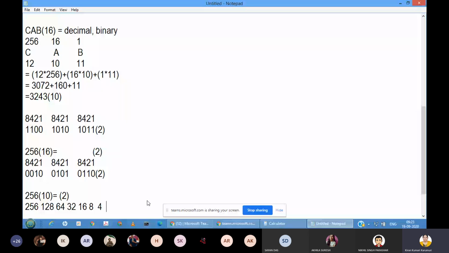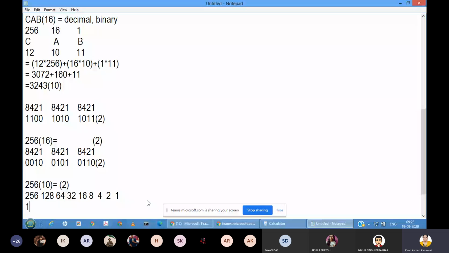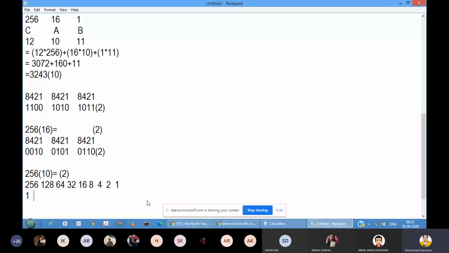So in this, 1, then all zeros. If it is a decimal value, then the answer you gave is correct: 1 followed by 8 zeros. But what was the question? Hexadecimal. So for hexadecimal, we convert each digit to binary.